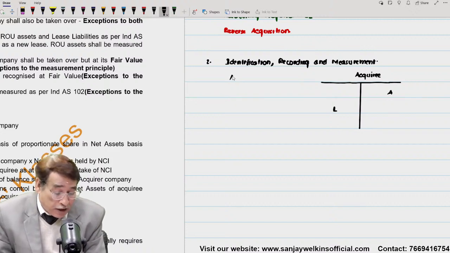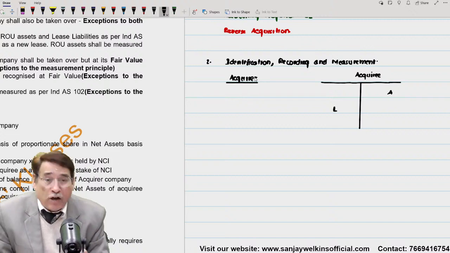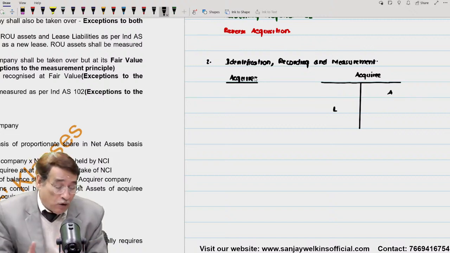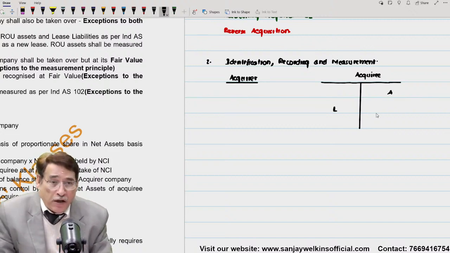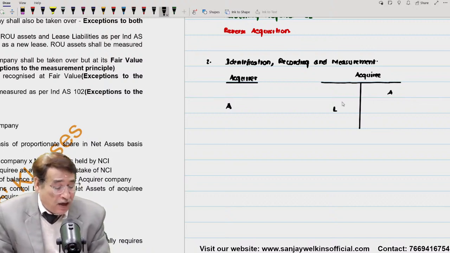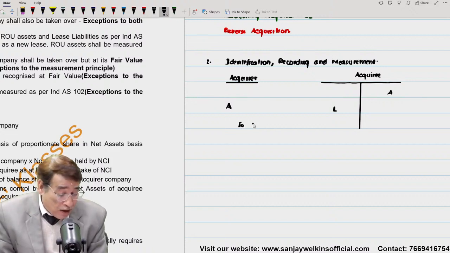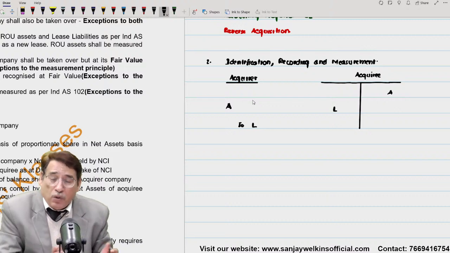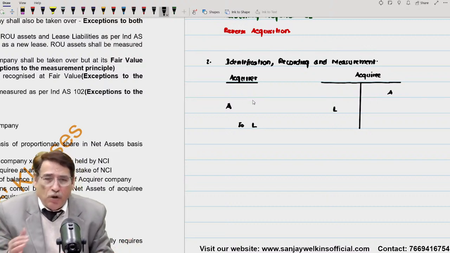This is the acquirer entity. Now, how will the acquirer entity record? Whatever assets are appearing over here, we are going to record them by debiting those assets, and whatever liabilities are appearing over here, we are going to record them. Asset accounts debit to liability accounts. Simple entry, no problem at all.